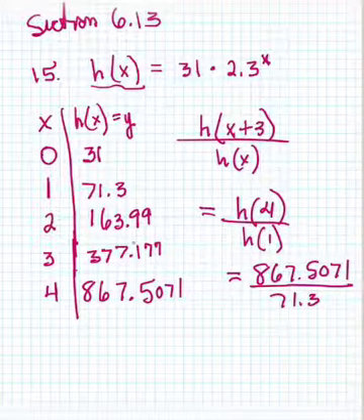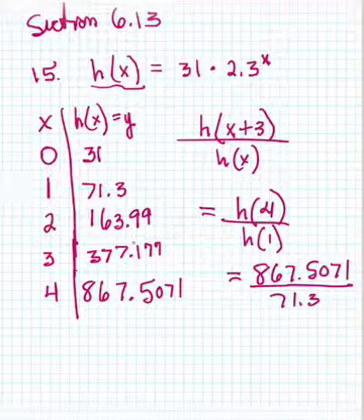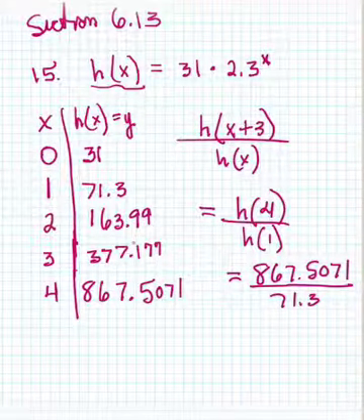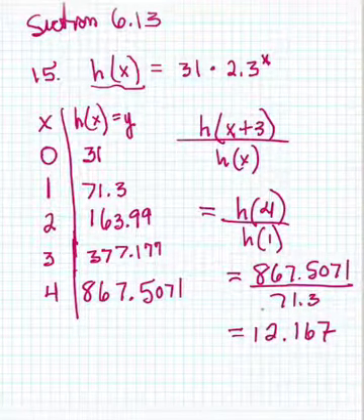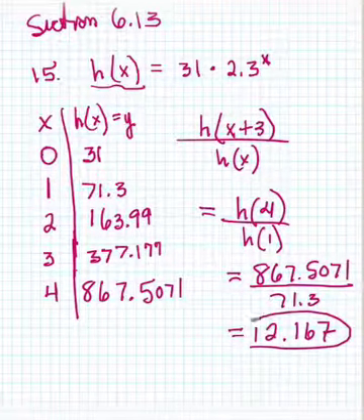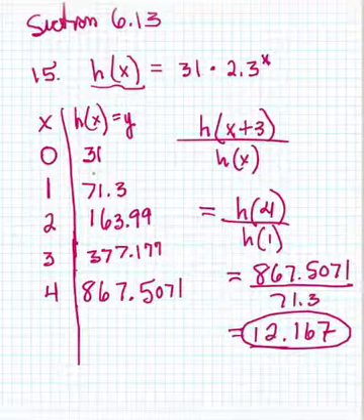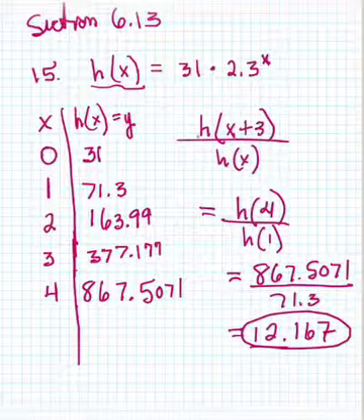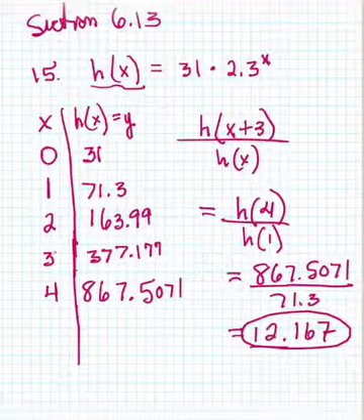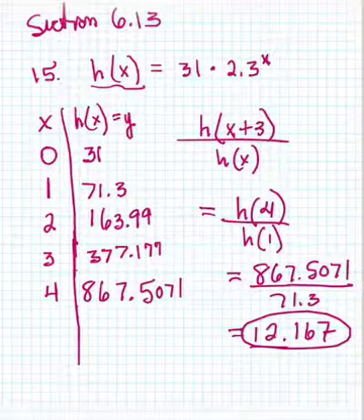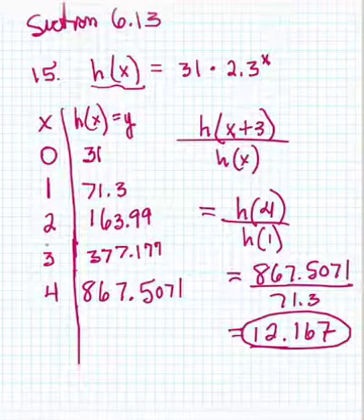So let's see, I'm going to take 867.5071, and I'm going to divide that by 71.3. Okay, and this is going to equal 12.167. All right, so this is going to be the ratio if I want to go up by 3. I don't have to keep putting it in the formula. The formula is so easy, and with our calculators, I don't know why we would do this, but if I go up by 3, like let's say starting at 2, what do they tell you to do? Let's see what they tell us to do.